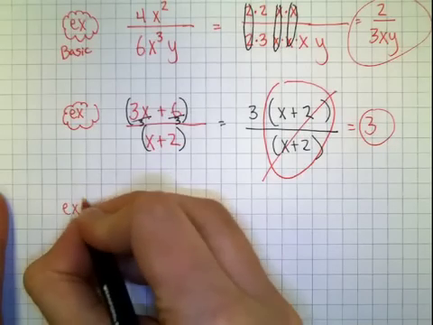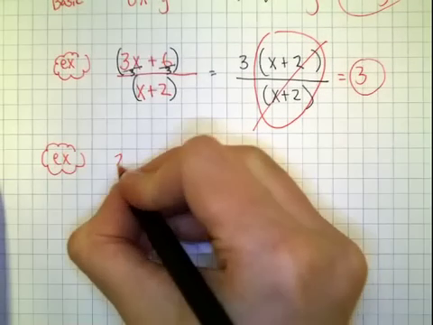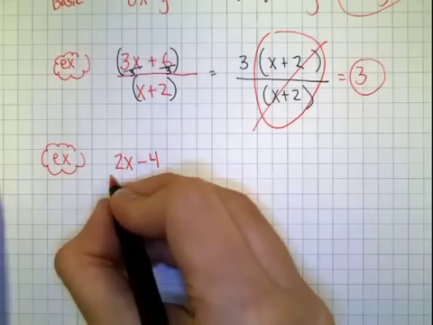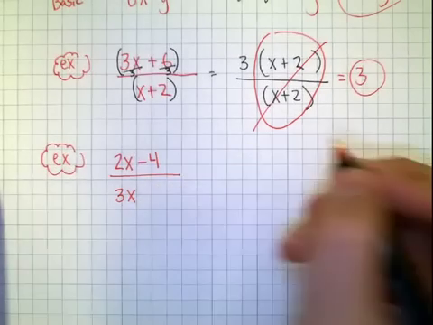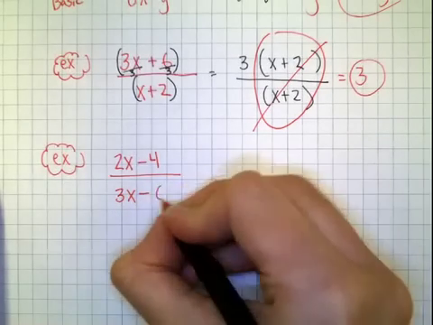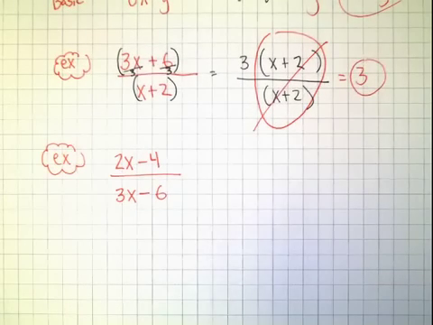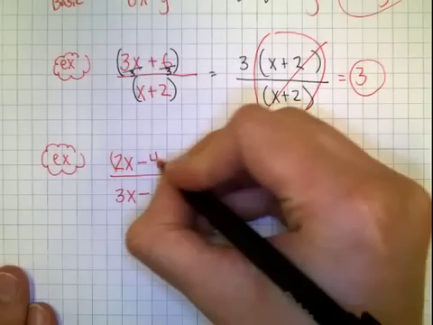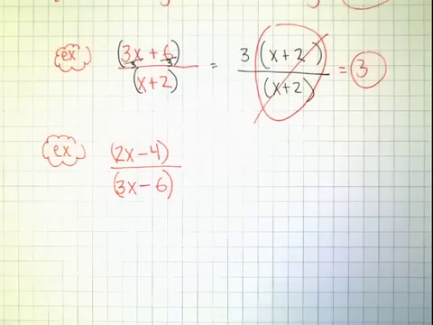So take a look at something like this. If I gave you 2x minus 4 over 3x minus 6. Now I've got subtraction signs. It's the same as addition. You want to group these together. Even though the problem doesn't have parentheses, go ahead and do it yourself. Put the parentheses around these groups so you can see them. And then ask yourself, what can I pull out?